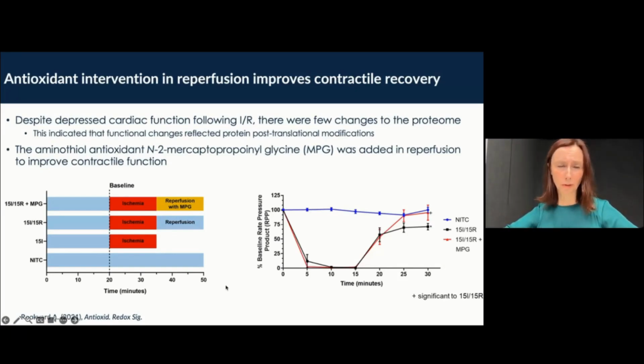So a few of the things that we've noticed over the past 20-odd years is that despite having that depressed contractile function following ischemia reperfusion injury, there were very few changes to the proteome. What does that mean? It really means that as we expect with the heart, there's not a lot of protein translation, protein expression that is really giving us our physiological output or our pathological change. So to us, this indicated that our pathology was being driven by something else.